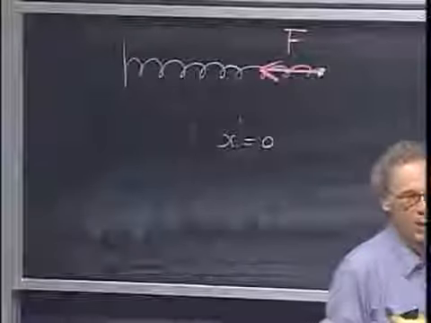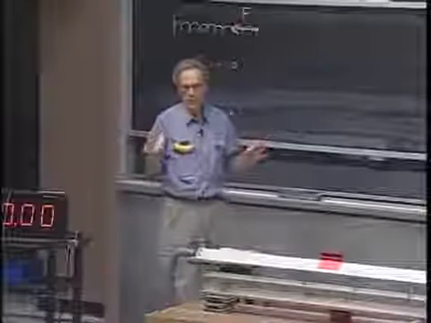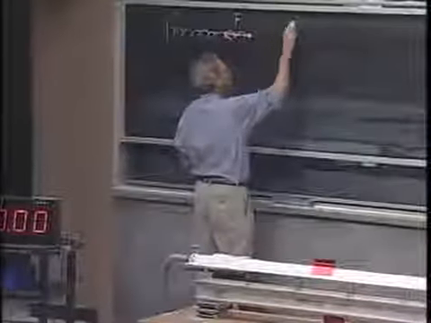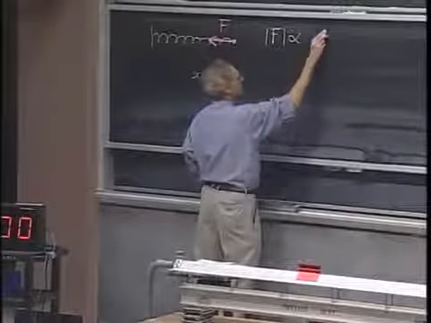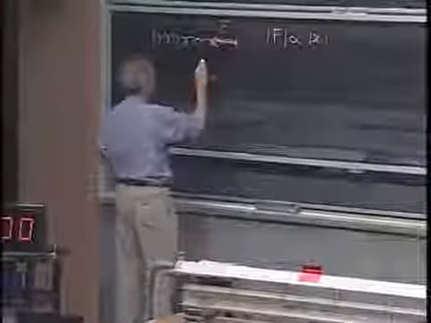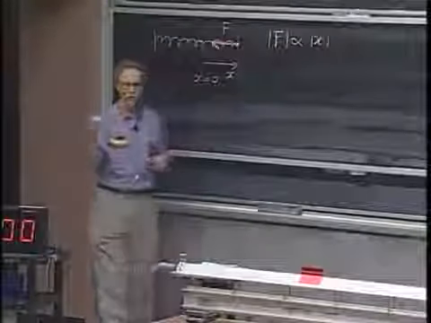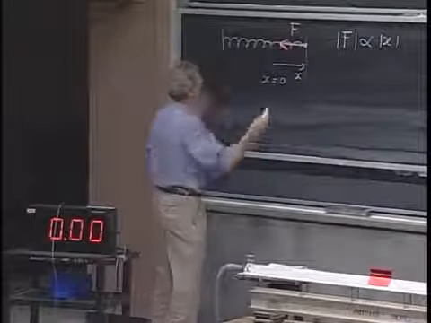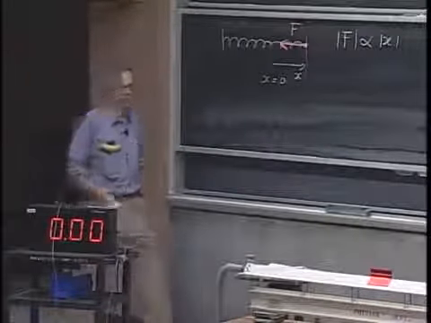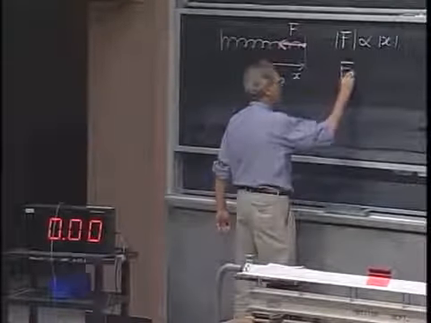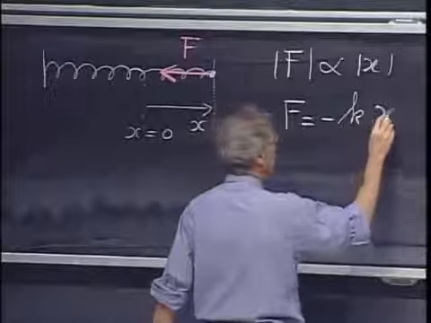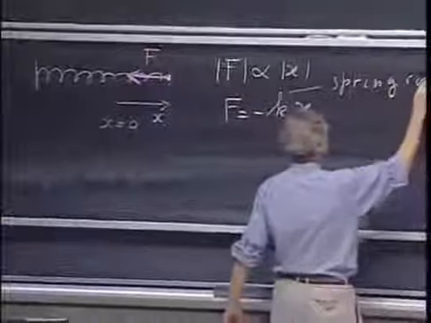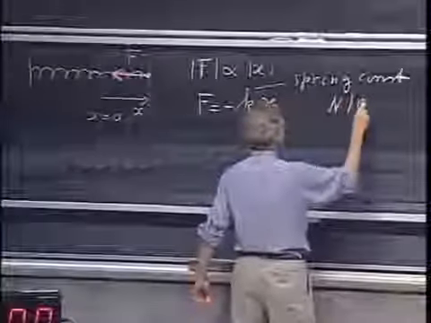And it is an experimental fact that for many springs, we call them ideal springs, this force is proportional to the displacement x. So if you make x 3 times larger, that restoring force is 3 times larger. This is a one-dimensional problem, so to avoid the vector notation, we can simply say that the force is minus a certain constant, which we call the spring constant, and the spring constant has units newtons per meter.